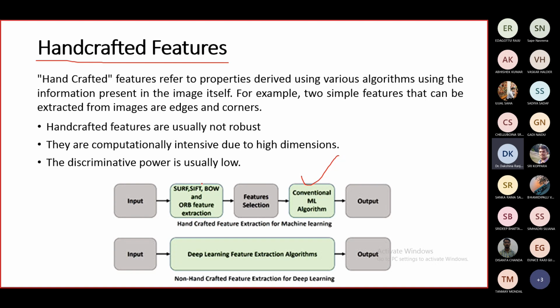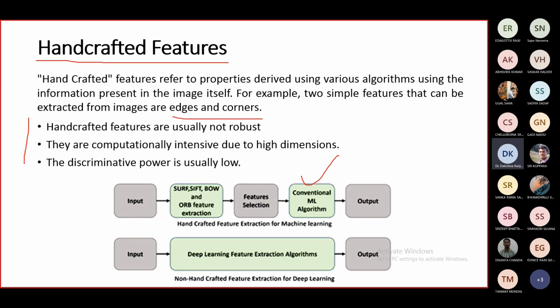For example, we can derive two simple features like edges and corners. Edges and corners are two examples of handcrafted features. We can have other examples like XY coordinates, orientation, scale, and key points. These are the handcrafted features.